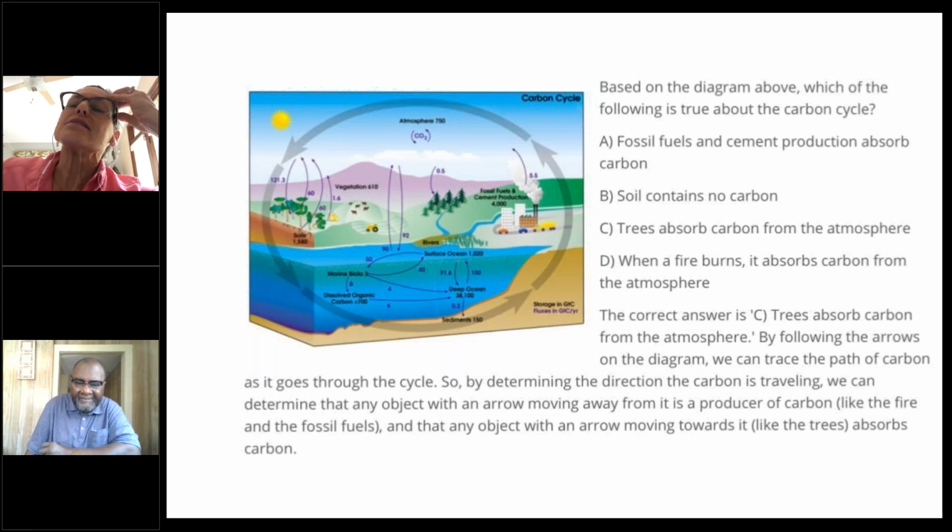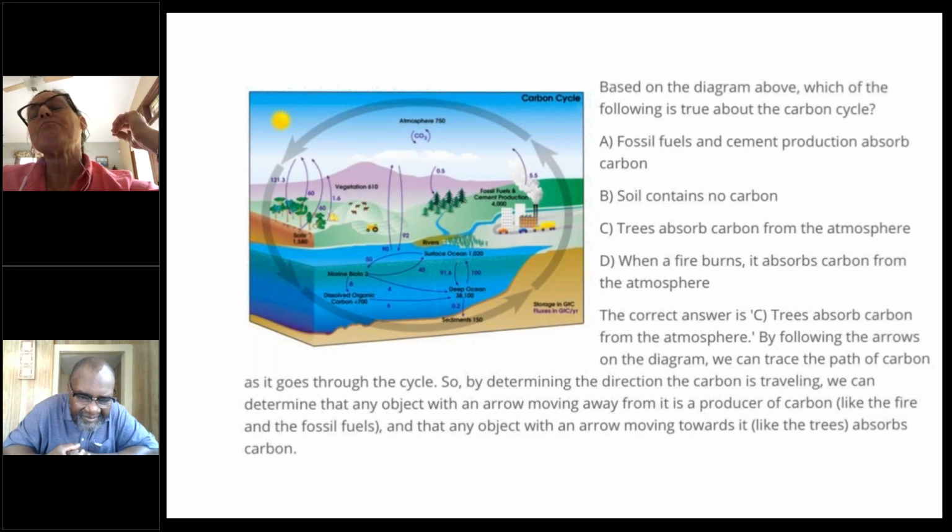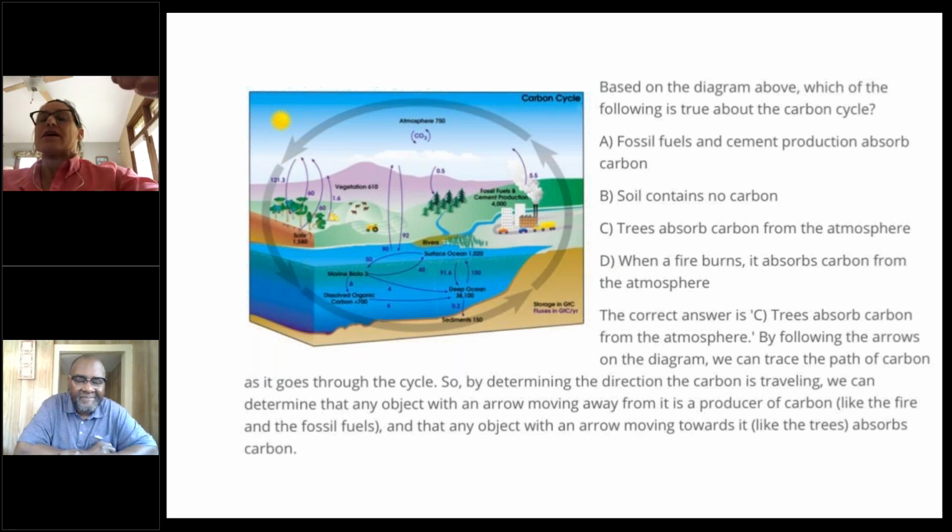All right, C, trees absorb carbon from the atmosphere. Yes, they do. And which arrow or which section shows you that? Which purple arrow shows you that the trees are absorbing carbon? The arrows are small. Look at the pine trees, and that arrow is going down to the pine trees. Yep. So trees are absorbing carbon from the atmosphere.